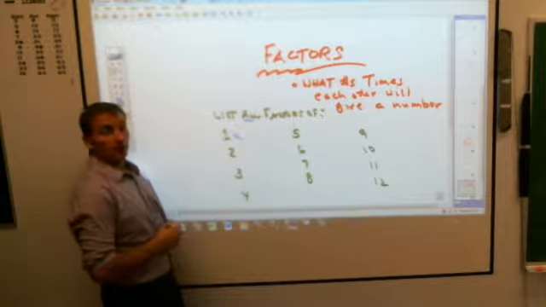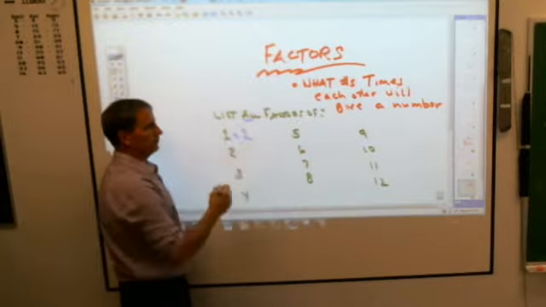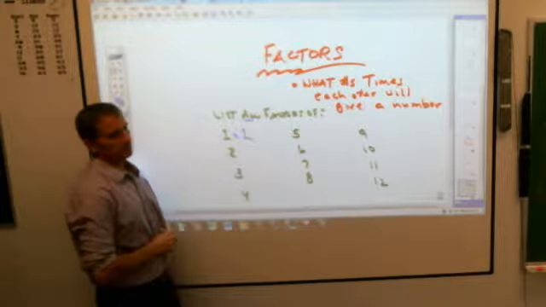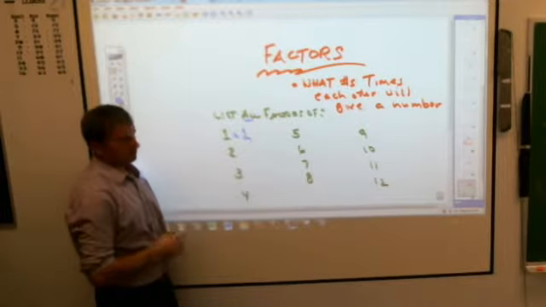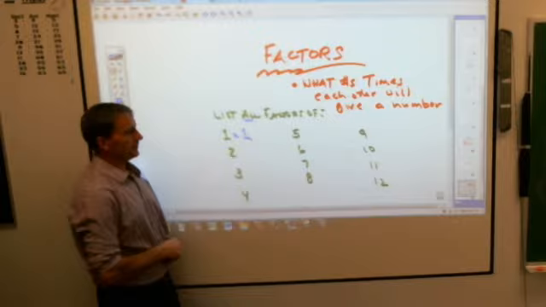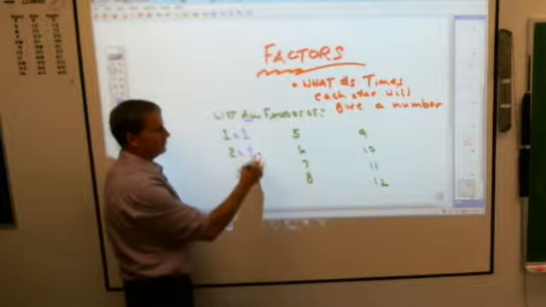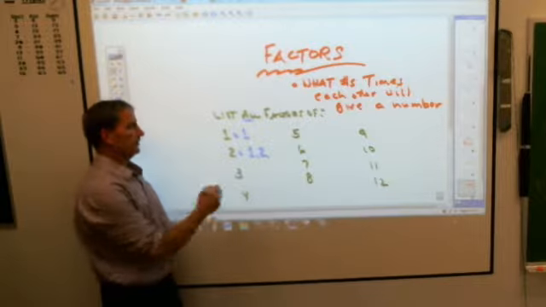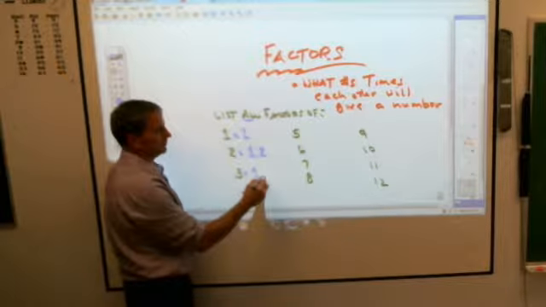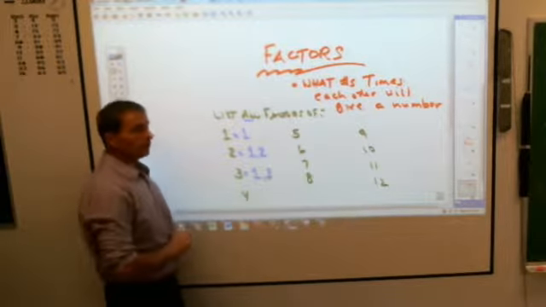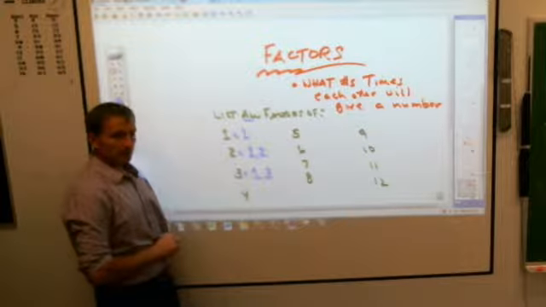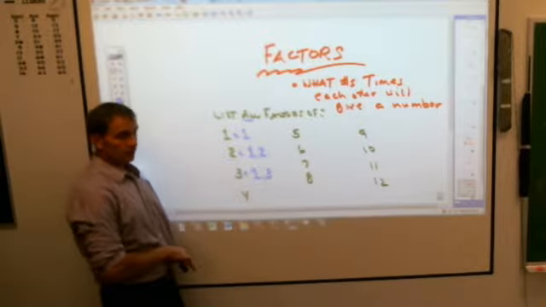Well, the nice thing with 1 is you only have 1. The only way to get 1 is multiply 1 times 1. You really don't have any other options on that. The only way to get 2 is to multiply 1 times 2. The only way to get 3 is multiply 1 times 3. However, 4 starts to get to a different thing because there are a couple combinations for 4.